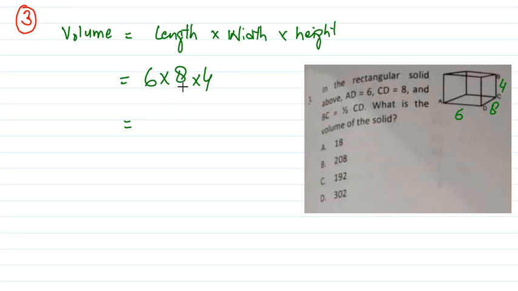48. 6 into... 32. So 192. Answer number C is the correct one.